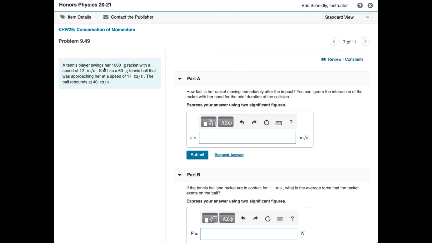A tennis player swings a racket. The tennis ball's coming toward her. It's just like the one with the bug. The tennis ball has negative momentum, and that's where most people go wrong with this problem. The tennis ball has negative momentum.